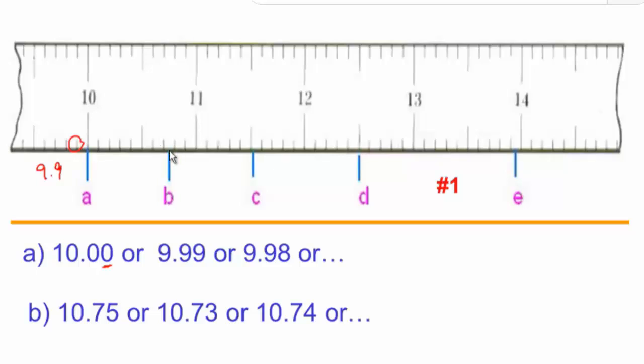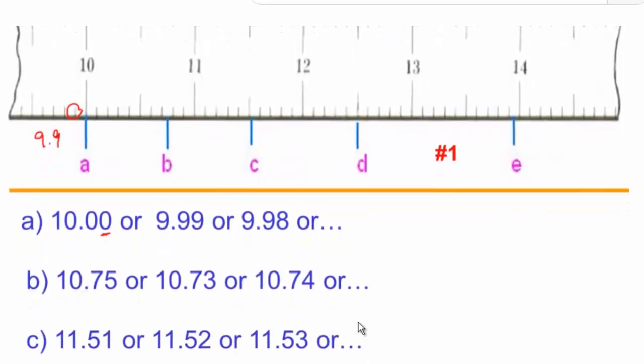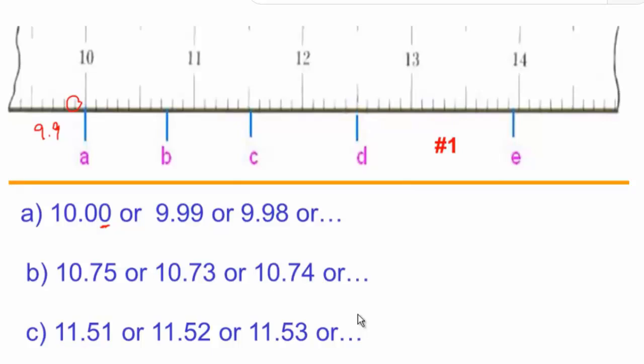If you think it's exactly in the middle between the 0.7 and the 0.8, then you'll go with 10.75. If you think it's closer to the 10.7, then you'll go with either 10.73 or 10.74. And we can apply the same on the rest of the measurements.